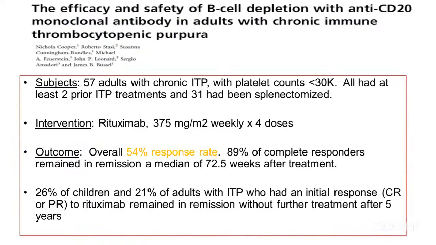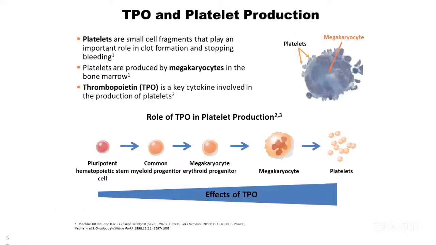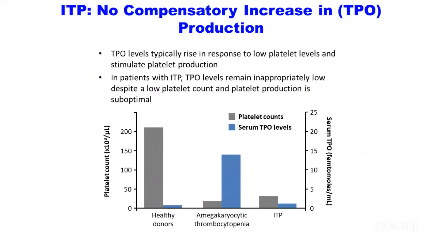This is the study where rituximab has been used, 375 milligram per meter square weekly for 4 doses, and the outcome was a 54% response rate. Current challenges are there. There's a problem with maintaining the platelet count over 30,000. So thrombopoietin receptor agonists were developed, and they are very, very effective.